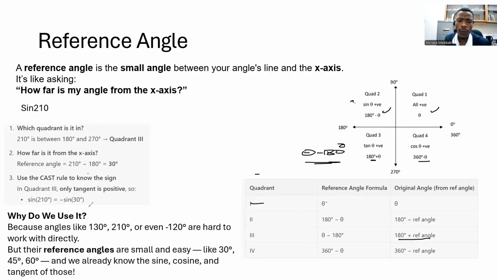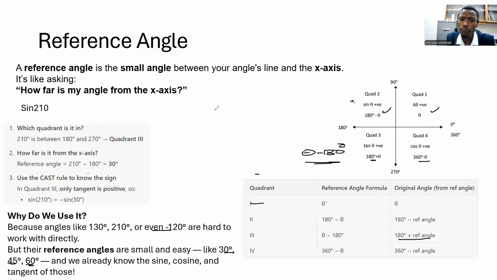So why do we use all these things? Because angles like 132, 210, and many others, and also the negative angles that we're going to deal with shortly, are hard to work with directly. But the reference angles are small and easy, like 30, 45, 60, because we know the sine, cosine, and tangent of those using special angles, which we're going to learn shortly. So our aim is to find these simple, acute angles, because we know their values by heart. Not just to memorize them, but we can use the right-angle triangle to find them.